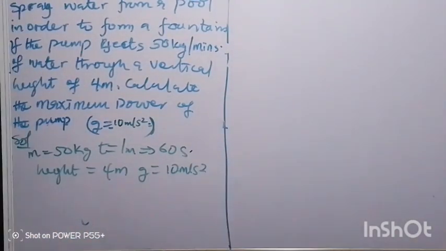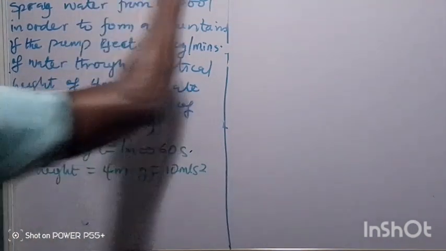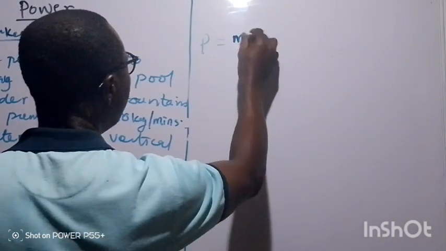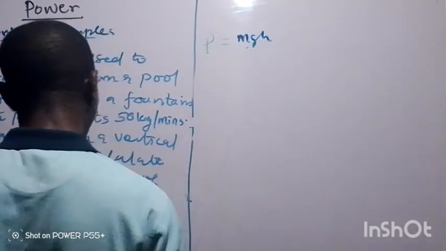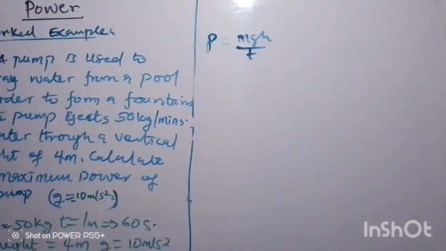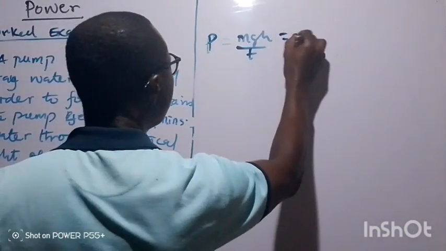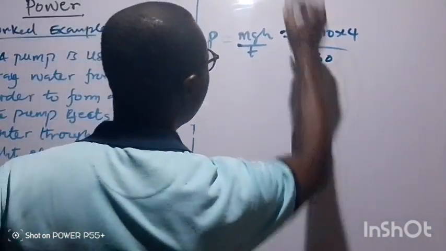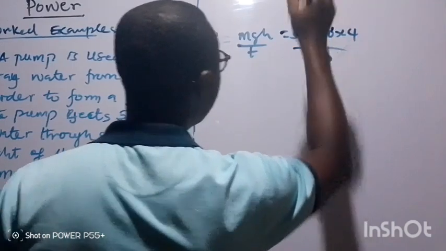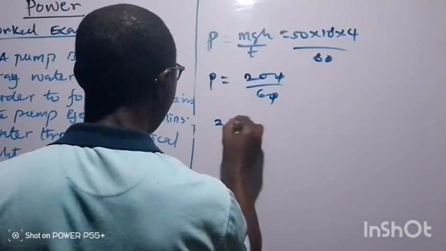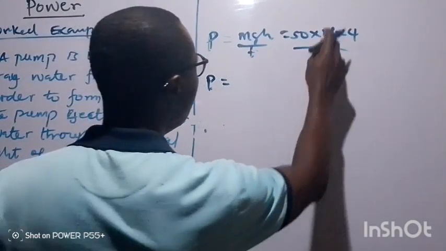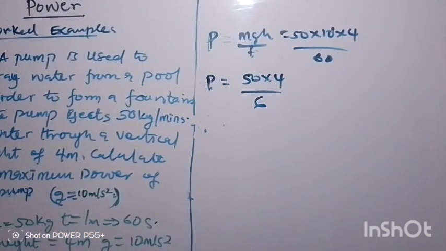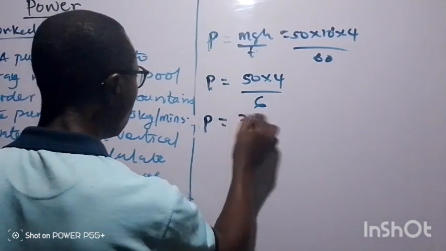We now have to calculate the maximum power. P maximum will be equal to mgh, that is energy transfer over time taken. So m is known, that is 50 multiplied by 10 multiplied by 4 over 60. From there, 0 will cancel 0. That's 50 multiplied by 4, over 6. So from there, power will be equal to 200 over 6.